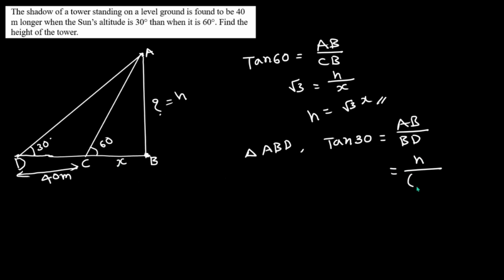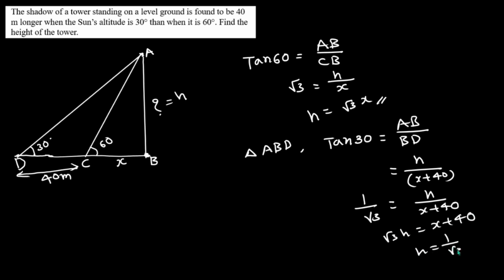So, it is X plus 40, right? So, what is tan 30? Tan 30 is 1 by root 3. Okay, 1 by root 3 is equal to H by X plus 40, right? So, let's simplify this equation. Here root 3 into H is equal to X plus 40, okay? So, H is equal to 1 by root 3 into X plus 40, right?